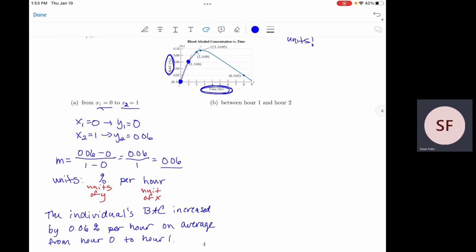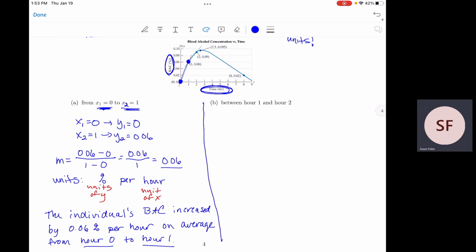I'm just taking x equals 0 to x equals 1, and I'm turning it into a context. Since our x represents time in hours, x equals 0 is hour 0, x equals 1 is hour 1. So y increased by our average rate of change from x1 to x2. We just put that into English. The individual's blood alcohol content increased by 0.06% per hour on average from hour 0 to hour 1.